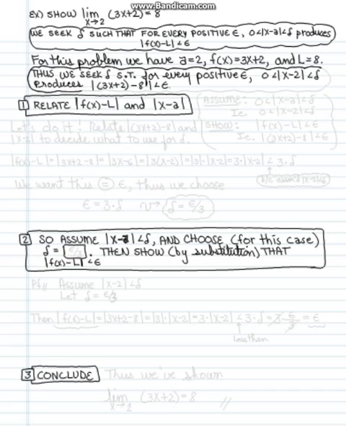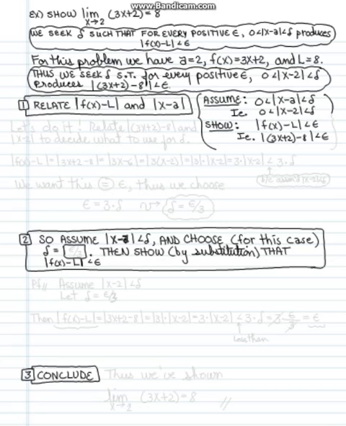We're going to relate the absolute value of f of x minus L and the absolute value of x minus a. To do this, we're going to assume that 0 is less than the absolute value of x minus 2 is less than delta, and we're going to show that the absolute value of 3x plus 2 minus the limit is less than epsilon. Okay, let's do it. We relate the absolute value of 3x plus 2 minus 8 and the absolute value of x minus 2 to decide what to use for delta.